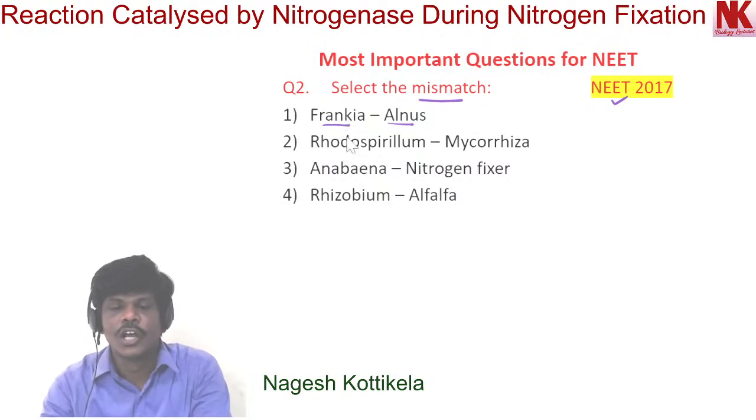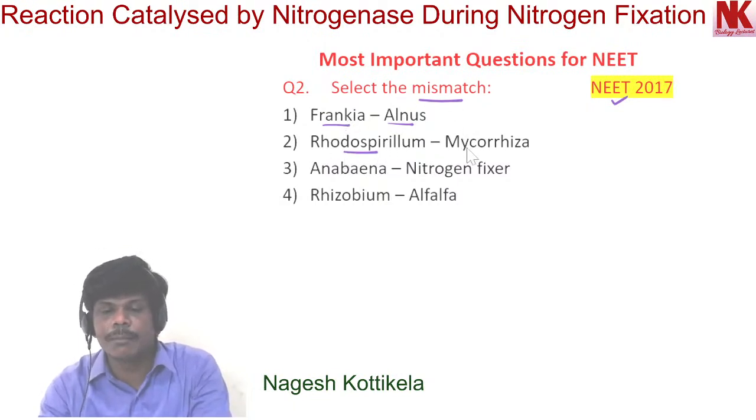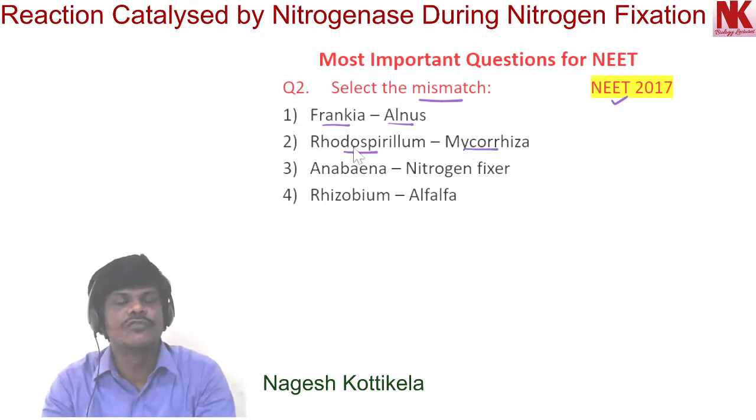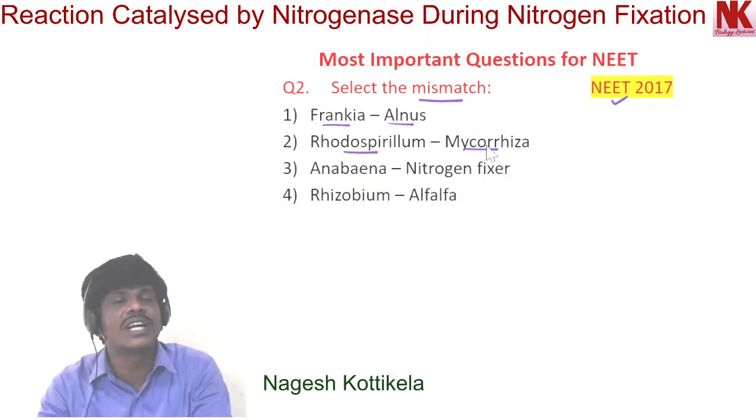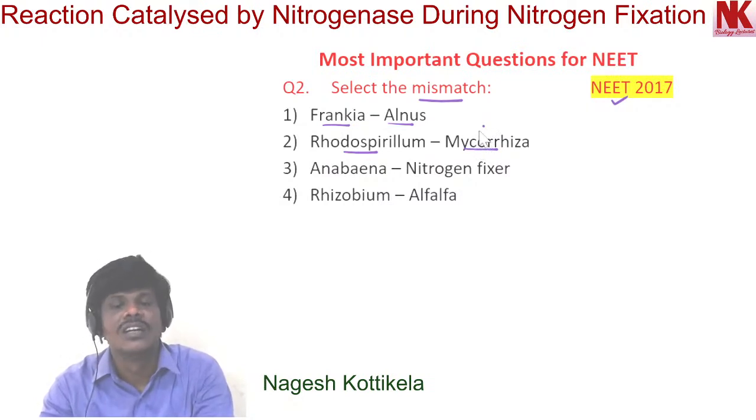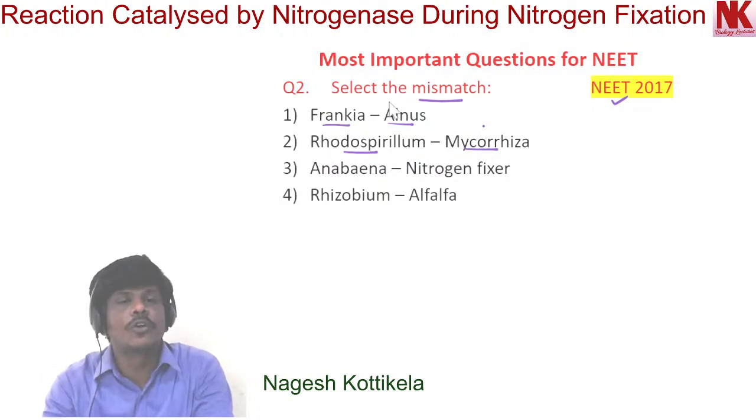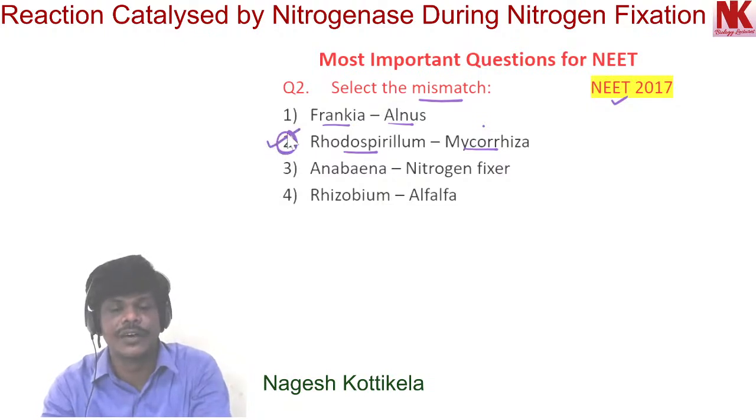Next, Rhodospirillum and mycorrhiza. Rhodospirillum is a nitrogen fixing bacteria, but mycorrhiza is not associated with this. Mycorrhiza is a symbiotic association between algae and fungi. So this is wrong. The most appropriate option here will be the second option. This is the mismatch, not correct.